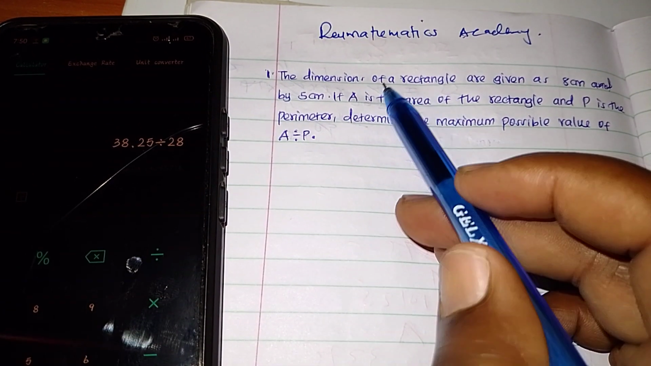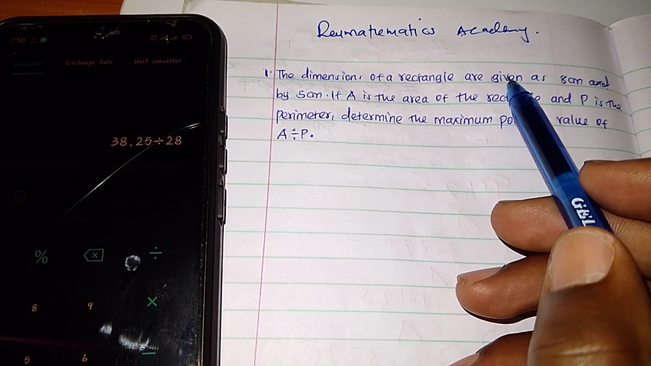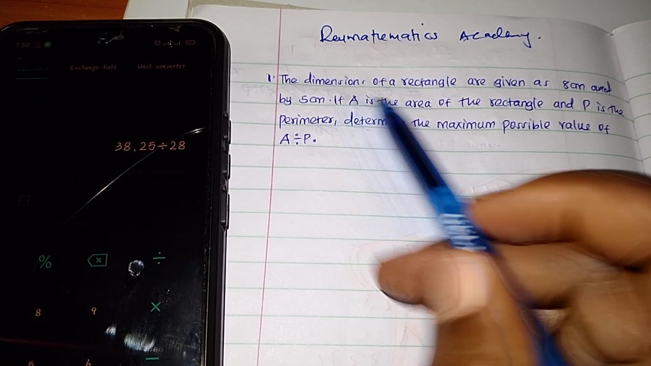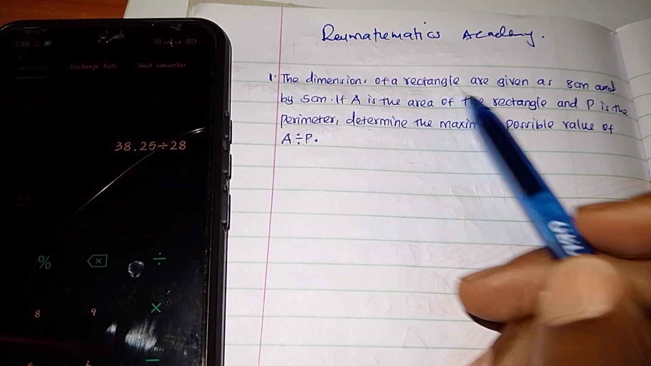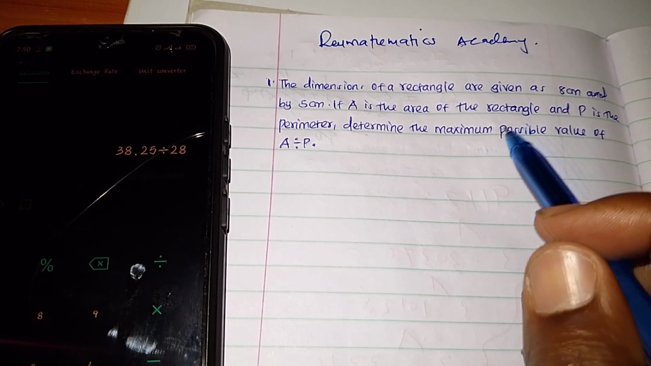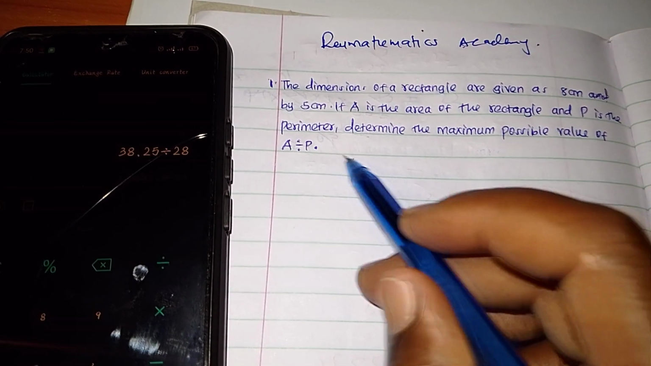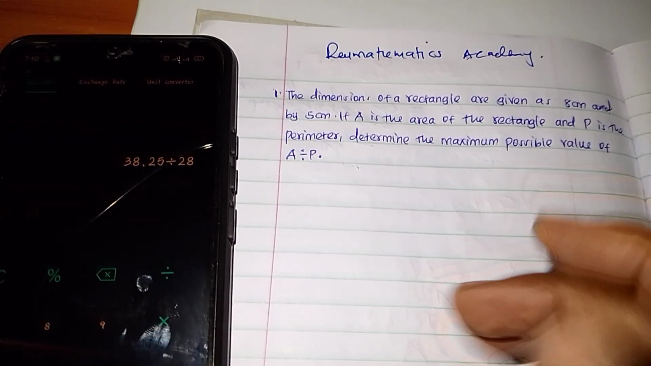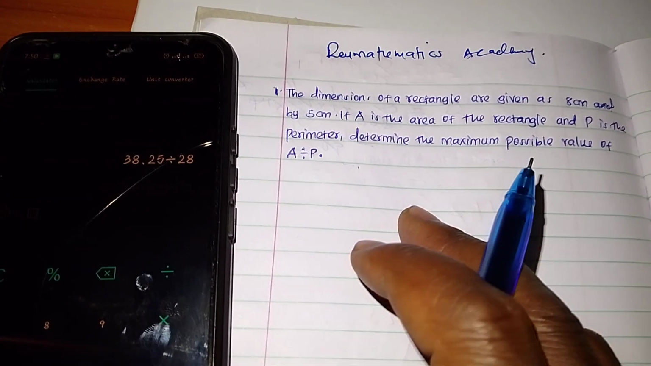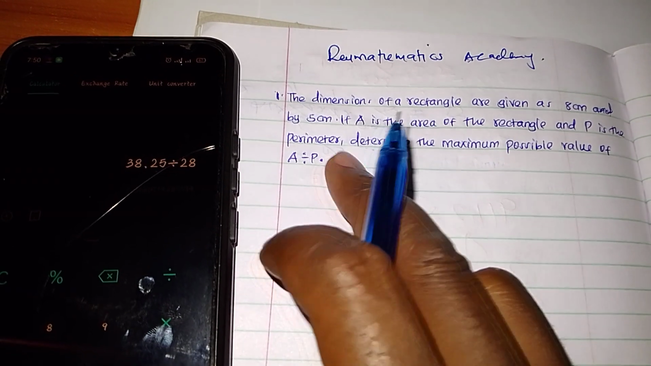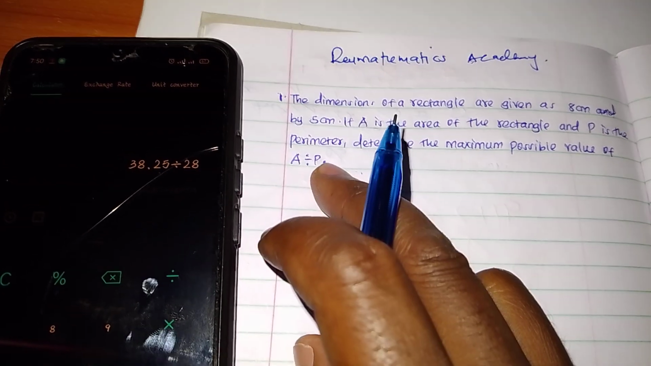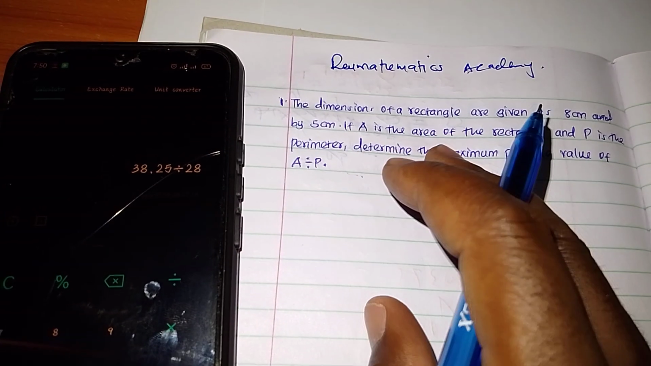The first question here is: the dimensions of a rectangle are given as 8 centimeters and 5 centimeters. If A is the area of the rectangle and P is the perimeter, determine the maximum possible value of A divided by P. So this question comes from the topic of approximation and errors, and in this case we are looking at this quotient here. We have A divided by P, and we want to get the maximum value.